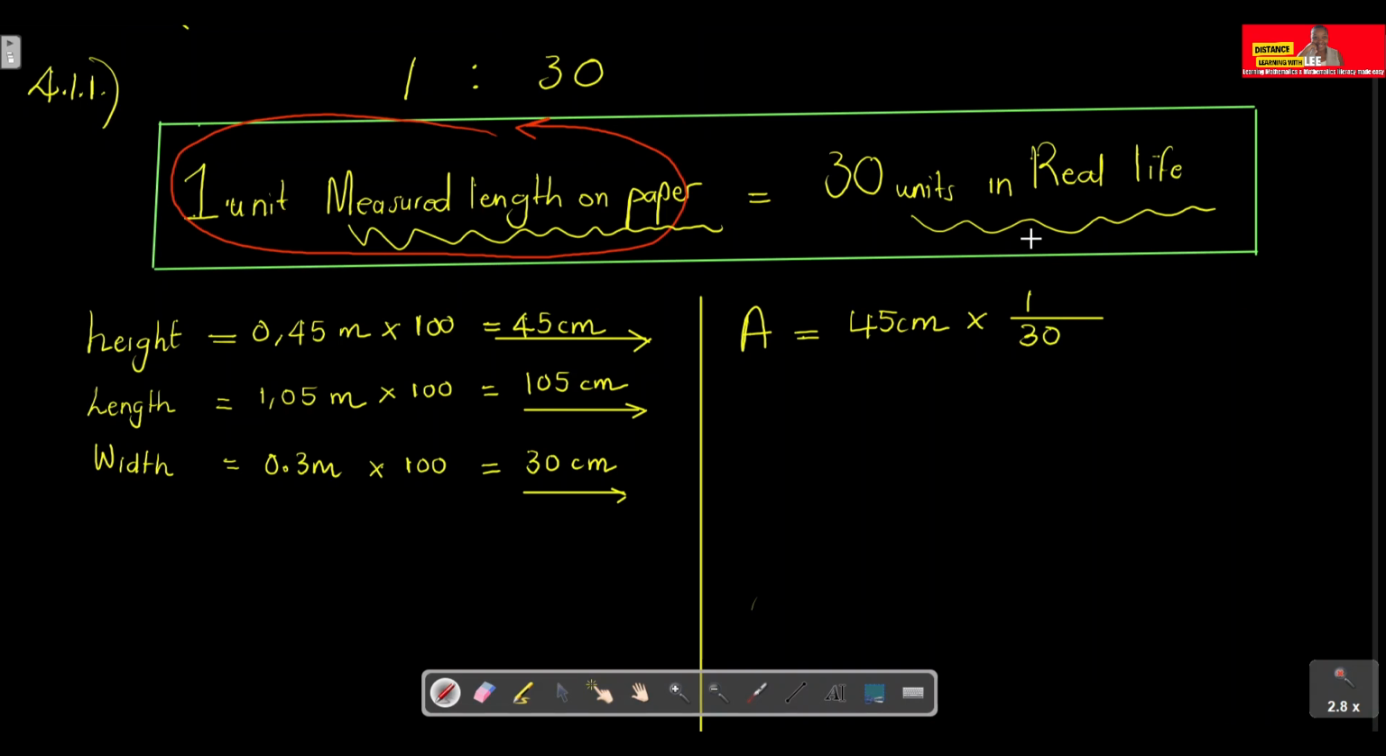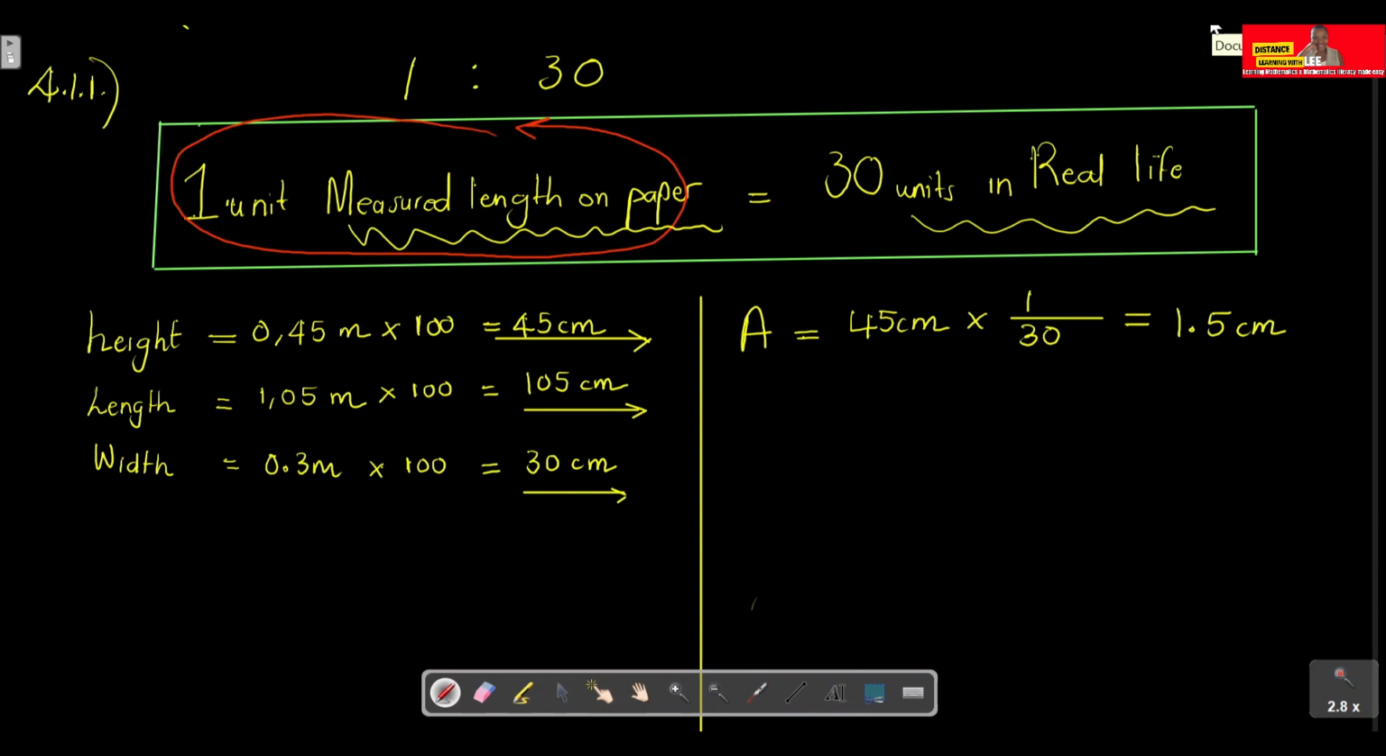Remember guys, when you're dealing with your ratios, we don't have any units here. That is why I first changed my units to be in the units that I want, and that is centimeters. That simplifies my life, because then I can just punch this into the calculator and find what the height of the fish tank is on paper. So it's 45 times 1 divided by 30, and that is going to give you 1.5 centimeters.